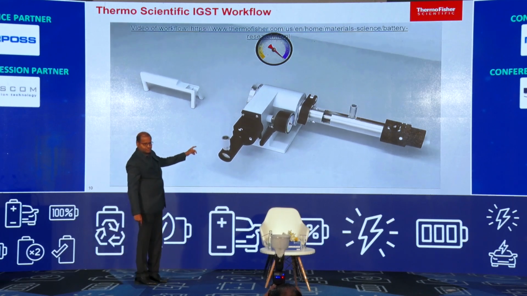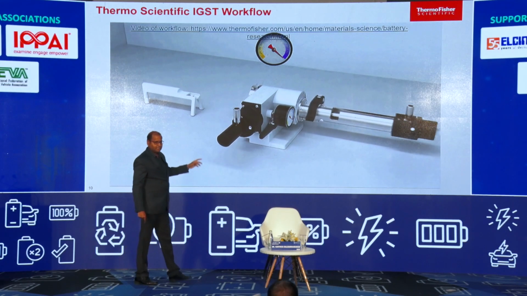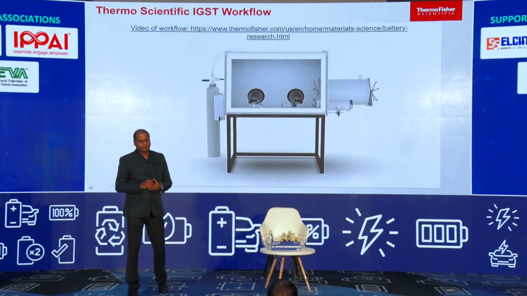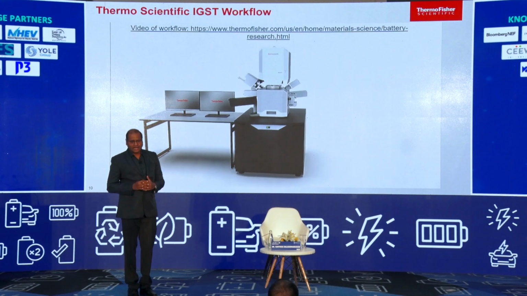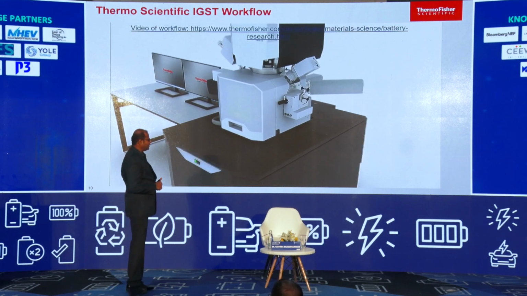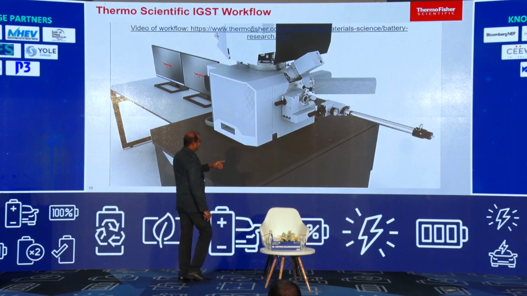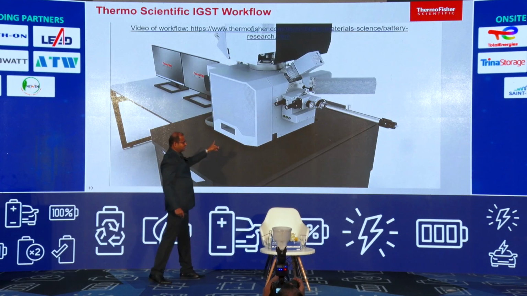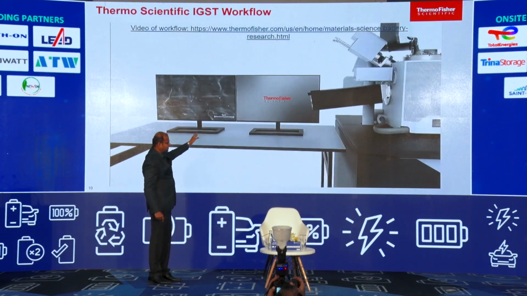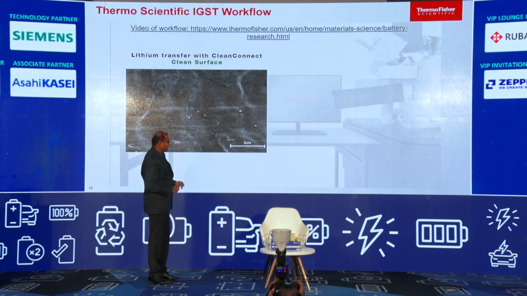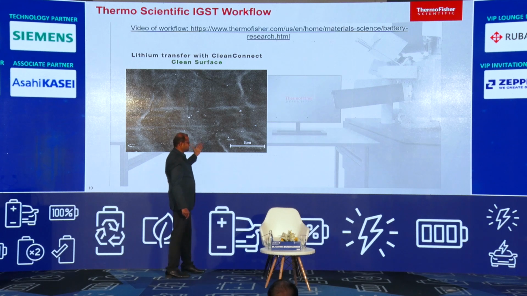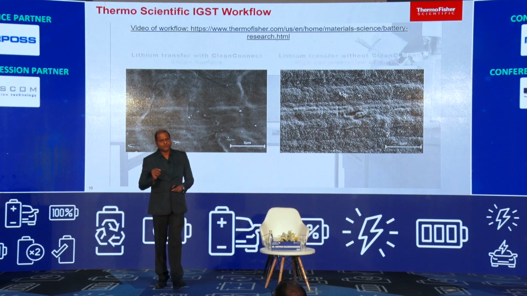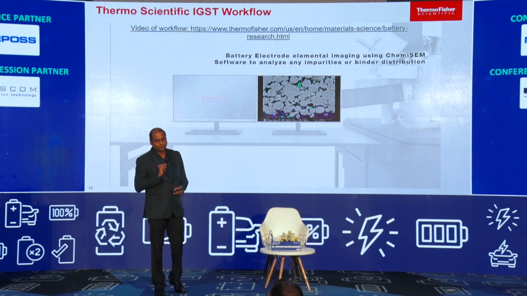And once the sample is loaded here, it can be taken to your scanning electron microscope. The scanning electron microscope helps you to image the sample, understand the morphological and the chemical composition of the sample. The CleanConnect enters through the quick loader entry lock here. And once it has entered, it maintains the vacuum and it gets transferred into the SEM chamber. The SEM helps you to image the sample, understand the morphology, and at the same time, it can also help you to understand the composition of your sample.